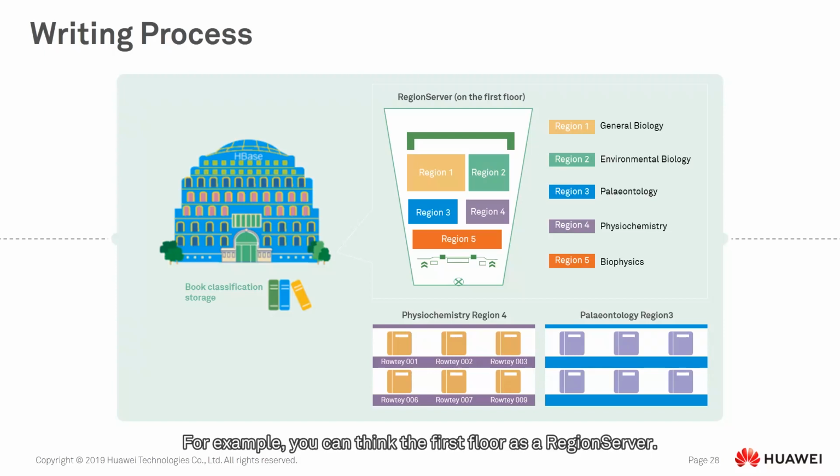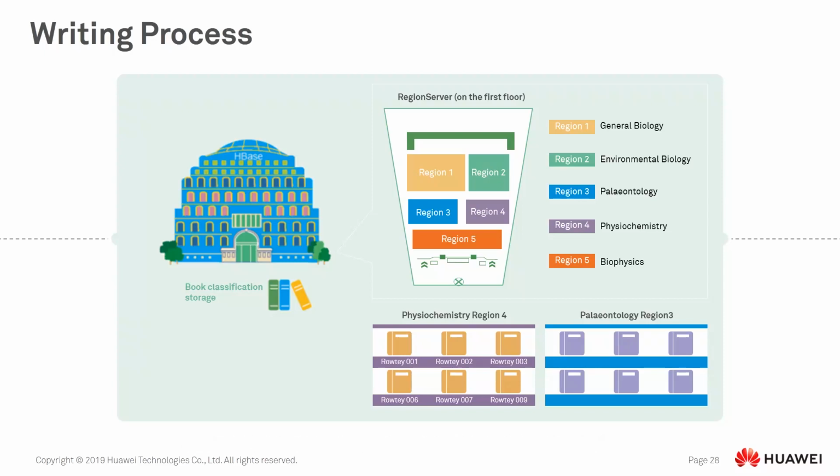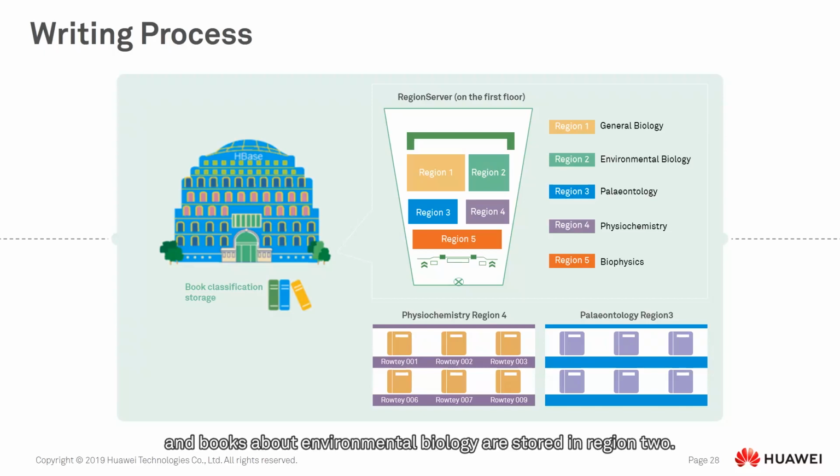For example, you can think of the first floor as a region server. So inside of it, there are multiple regions. Each one includes a certain type of books. Like books about general biology are stored in region 1, and books about environmental biology are stored in region 2.